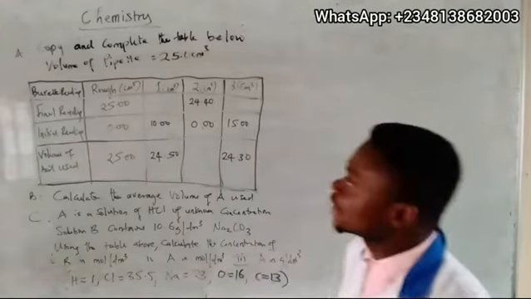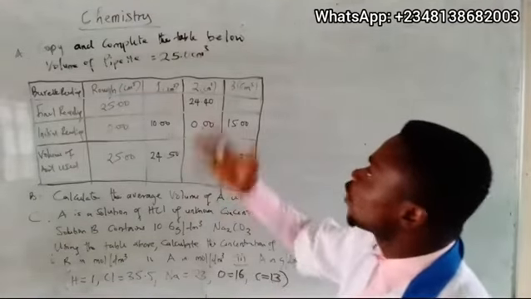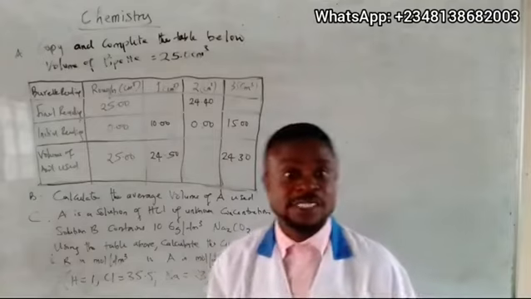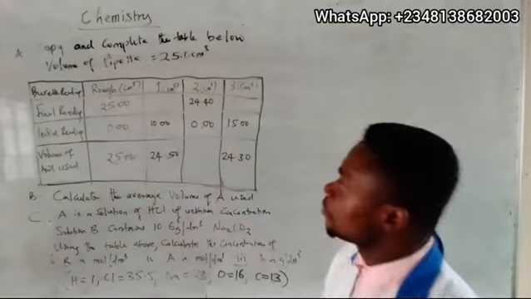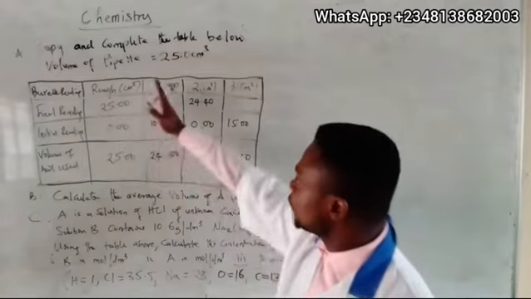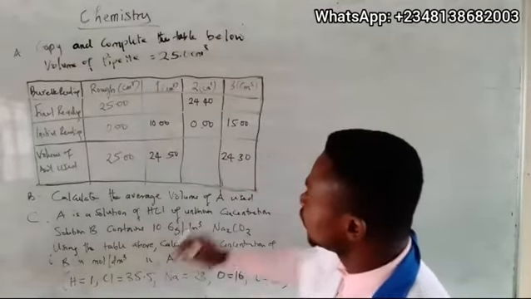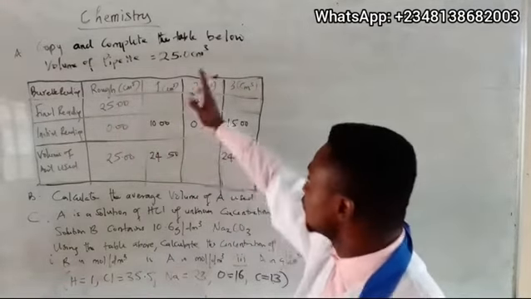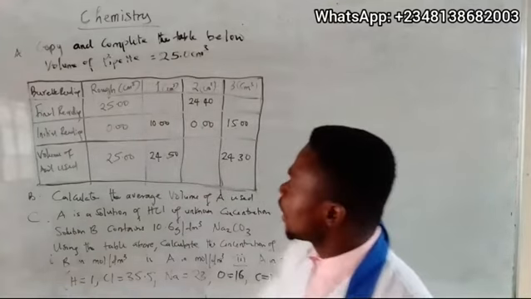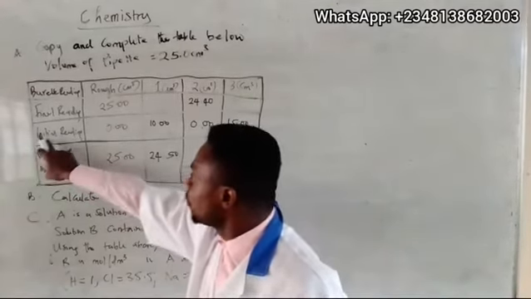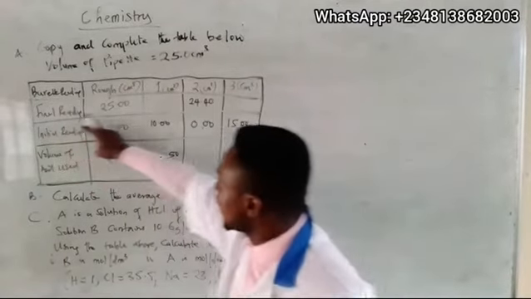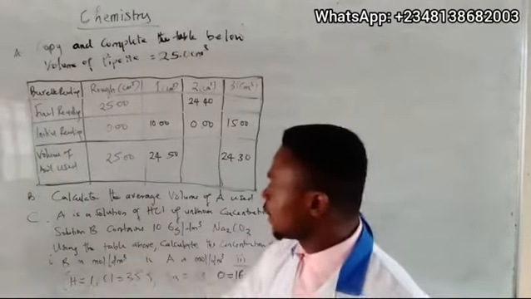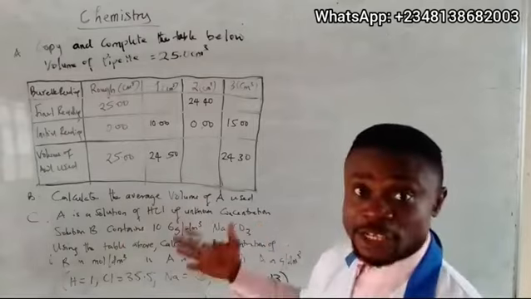Today we are going to take a look at chemistry and we have a question on the board. The question says, A. Copy and complete the table below. Volume of pipette 25.0 cm3. This is the reading. This is the rough. First reading, second reading, third reading. Now the first attempt, second attempt, third rough, first attempt, second attempt, and the third attempt. And this is the initial burette reading, final burette reading. And this is the difference. Now B part says calculate the average volume of A used.